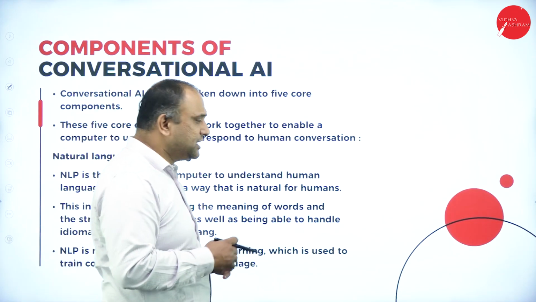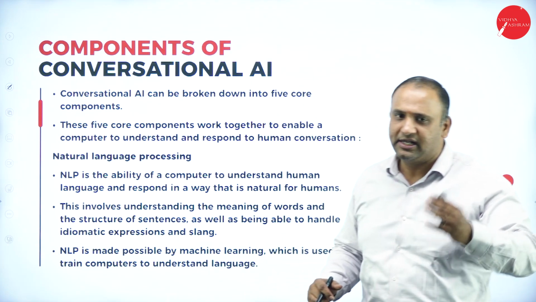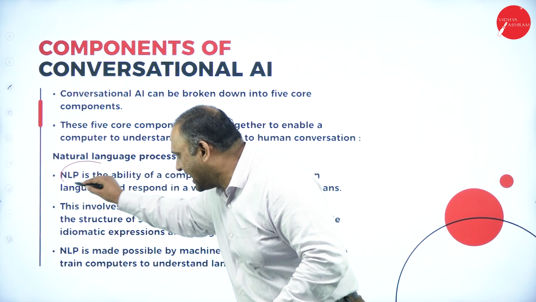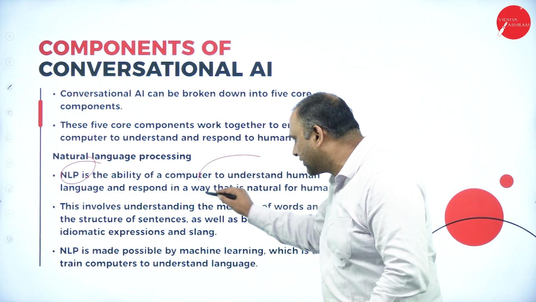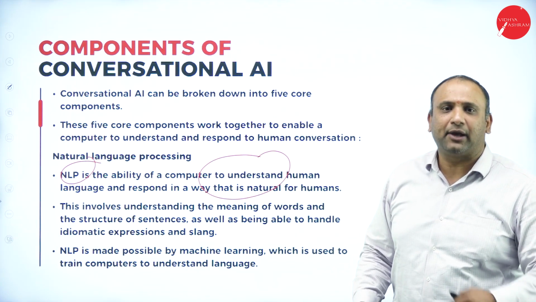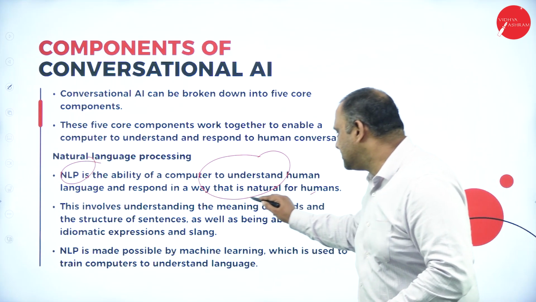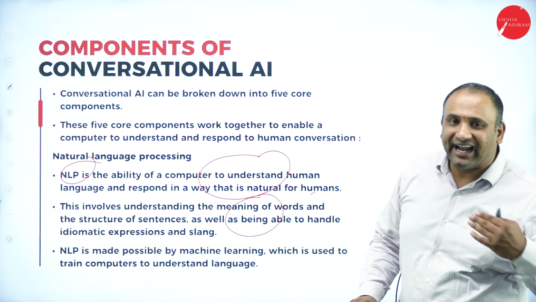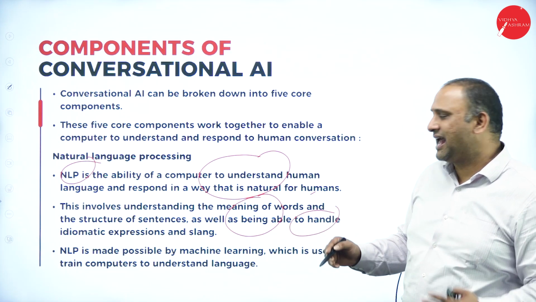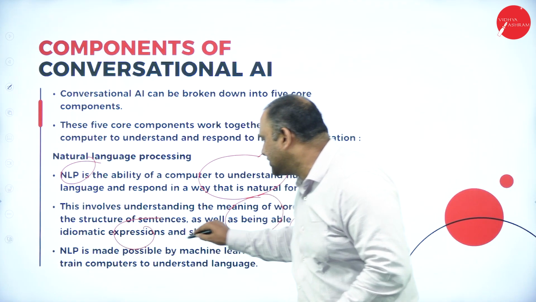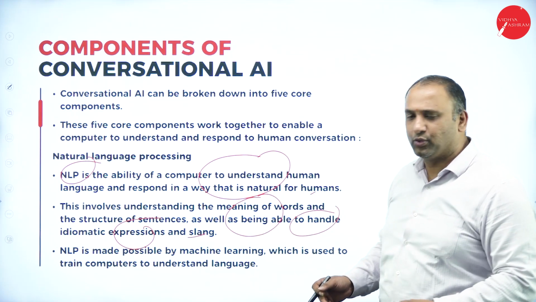Now, what are the components? There are 5 core components of AI that will enable the computer to understand. The first one is called NLP. NLP, as we have studied, is the ability of a computer to understand human language and respond in a way that's natural for humans. It involves understanding the meaning of words, ideas, structure of sentences, as well as being able to handle idiomatic expressions and slang. So whatever language, whatever way we are speaking, it's going to come into it.